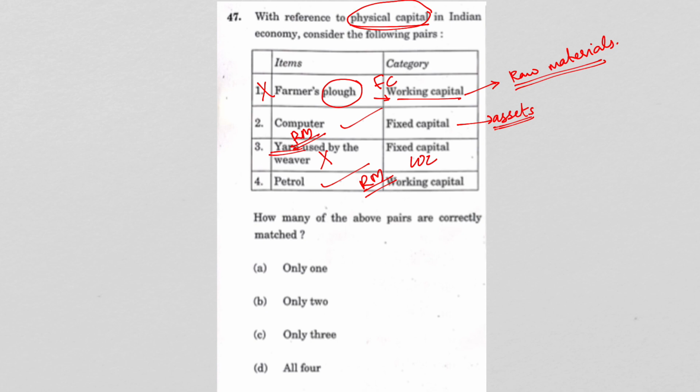So here the only task for a candidate was to identify which are the raw materials and which are fixed assets. That was the only thing an aspirant was supposed to do in this question. Easily you can find that yarn and petrol are raw materials, and with that you get the answer. So 2 and 4 are the correct options. So we can go for B, only 2.